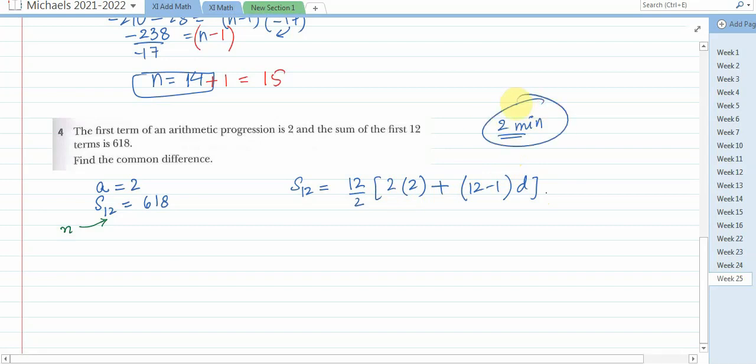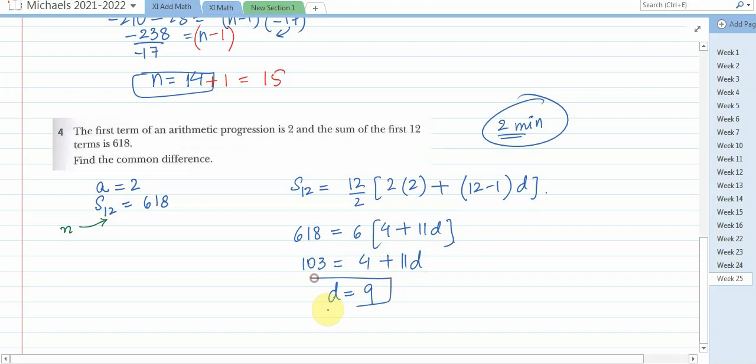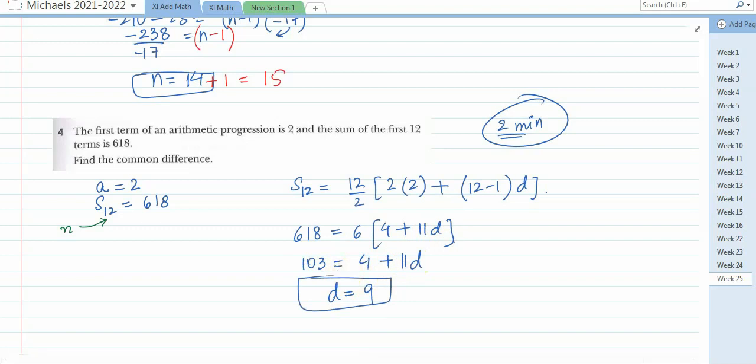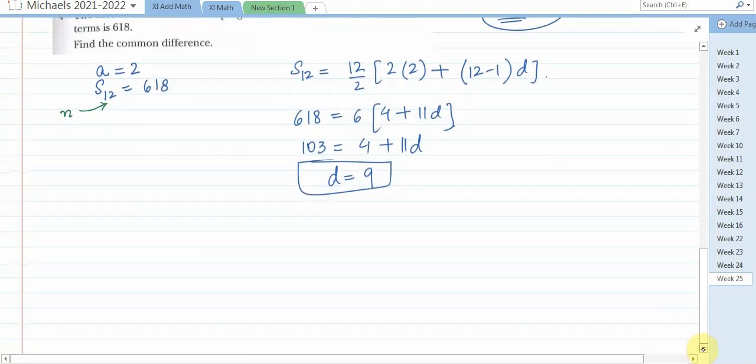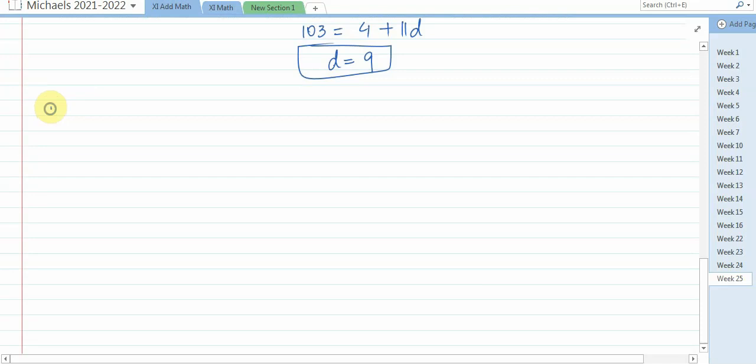Alright, the value of S12 we have, it's 618 equals 12 upon 2, 6 times 2 2s are 4, plus 12 minus 1 leads to 11D. Alright, 618 can be divided by 6, which is 103 equals 4 plus 11D. So 103 minus 4 and divided by 11 gives you the value of 9, and that is your answer for D. Moving on to the next one, it's question number 5 from the same exercise.